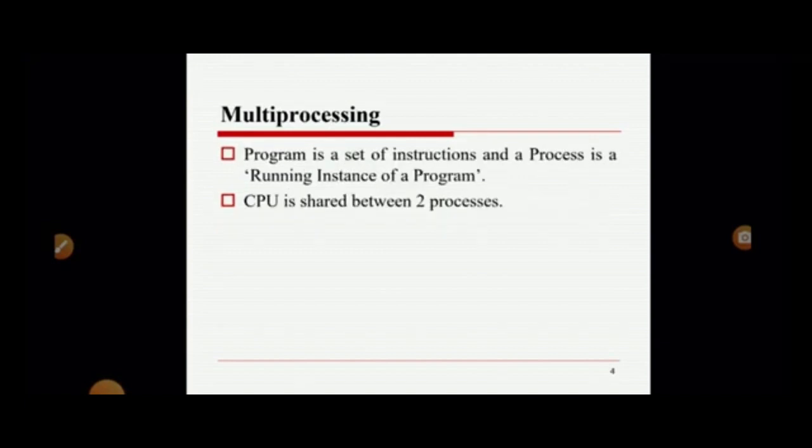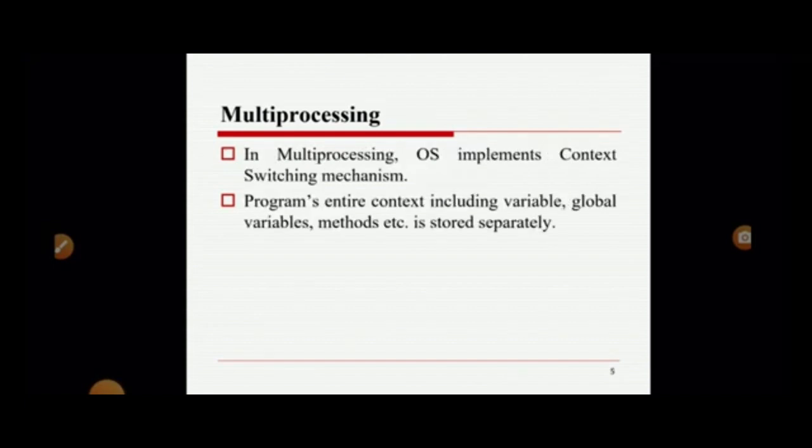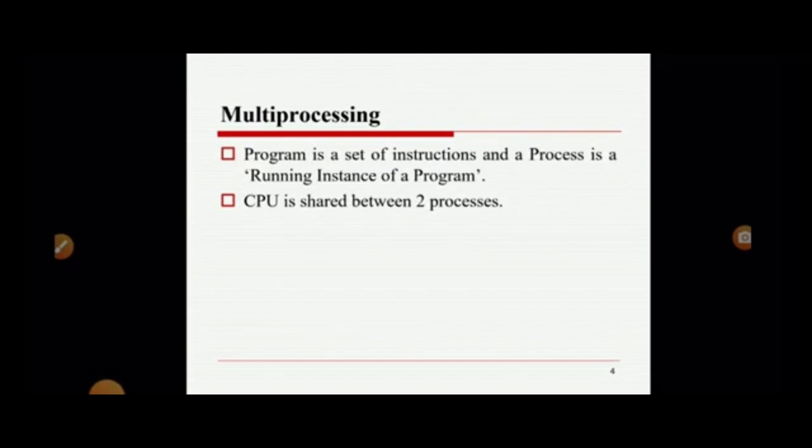What is multiprocessing? A program is a set of instructions, and a process is a running instance of the program. So we must know the difference between a program and a process. A program in execution is called a process. What is a program? A program is a set of instructions. So a CPU is shared between these, and this is called multiprocessing.